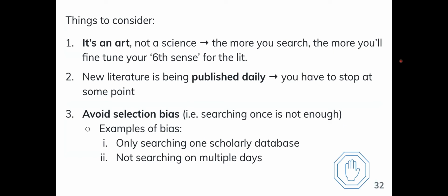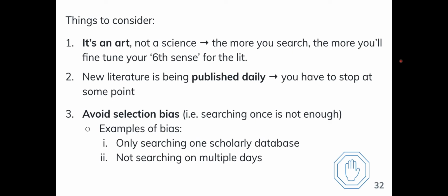There's not a strict protocol that you can follow to say, once I've done X, Y, Z, I'm done. So the more you search, the more you read, the more you write on your topic, the more you will hone your sixth sense for the literature review, which will help you to determine when you've found enough. The second one: new literature is literally being published every day. The scholarly databases I'll show you have new articles added every single day. So know that you have to stop at some point. You can't keep searching forever. Your dissertation is going to have a deadline. You have to submit your class assignment on a specific due date.